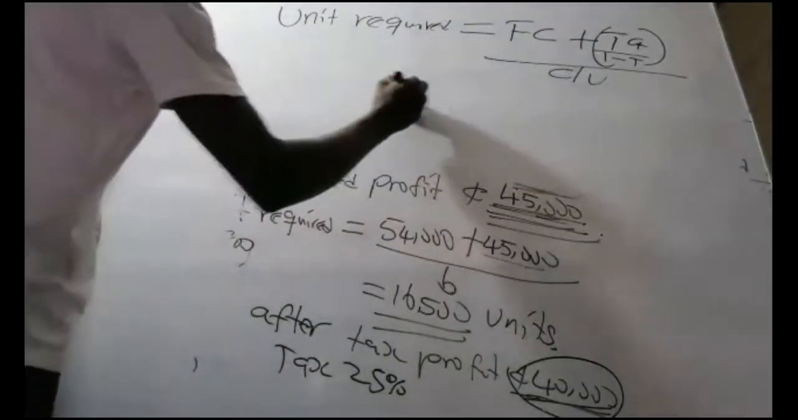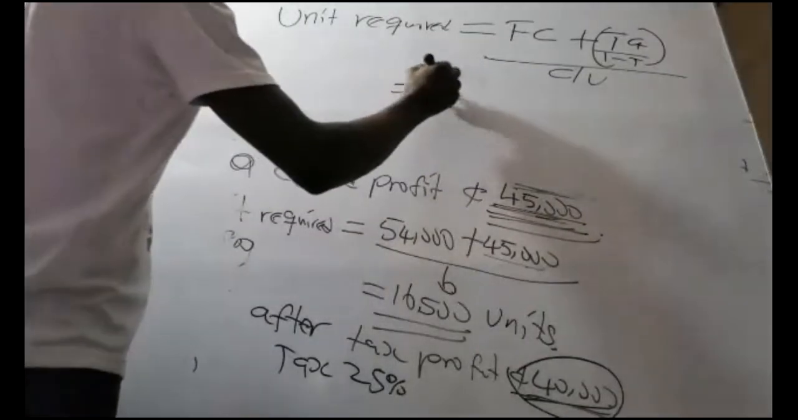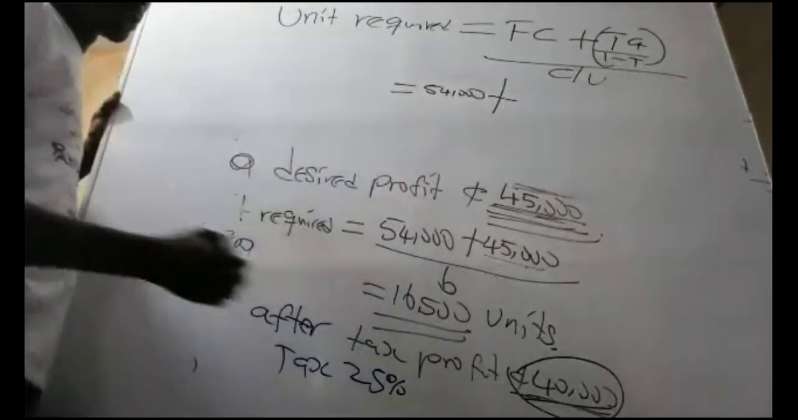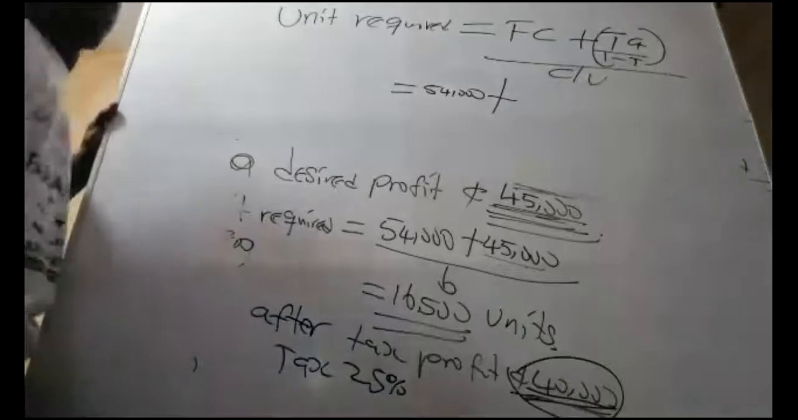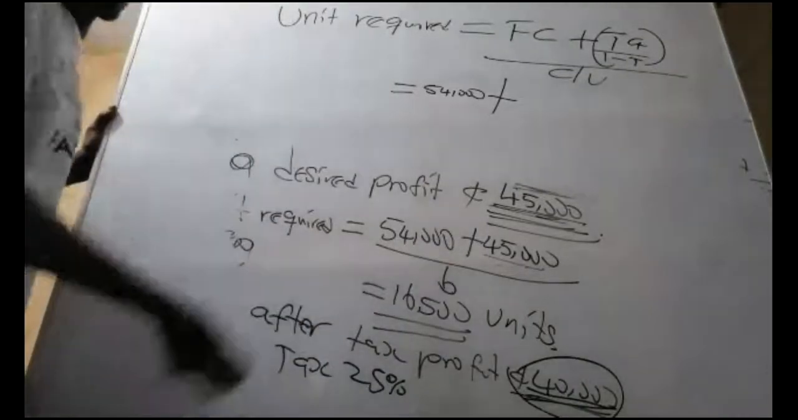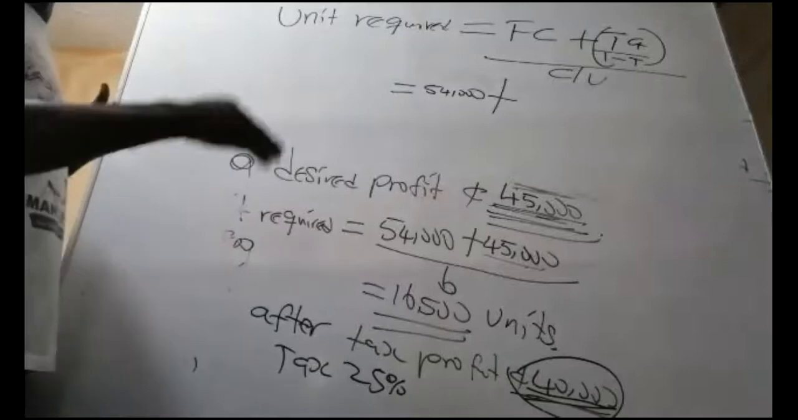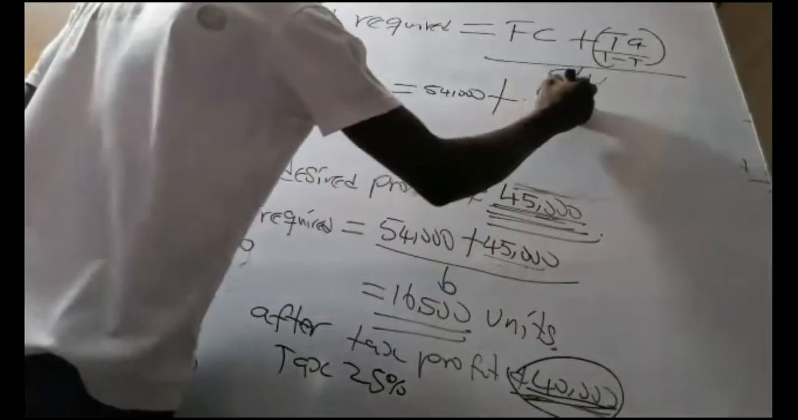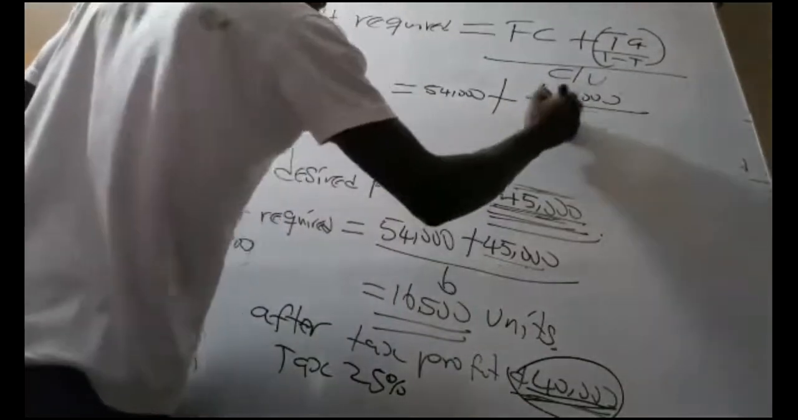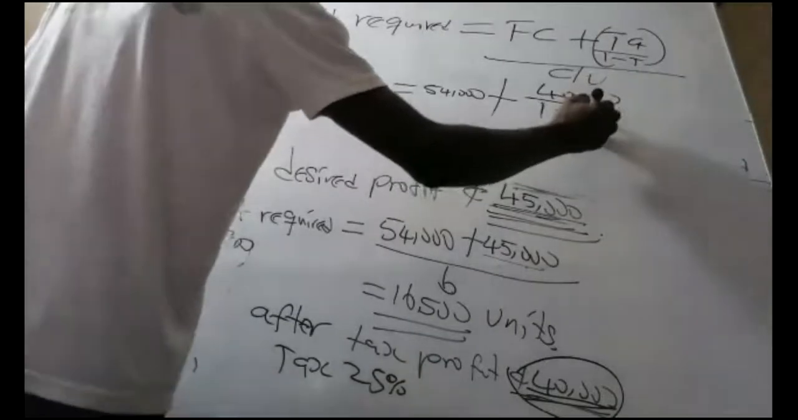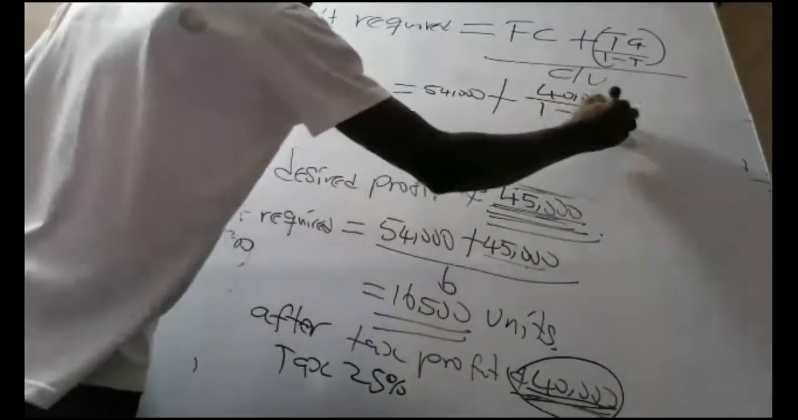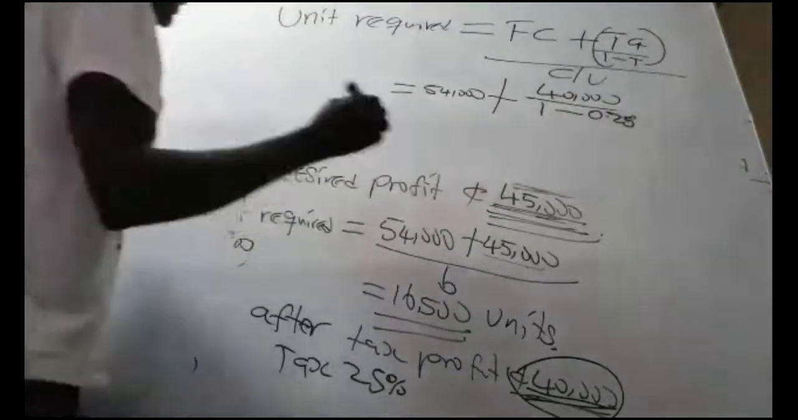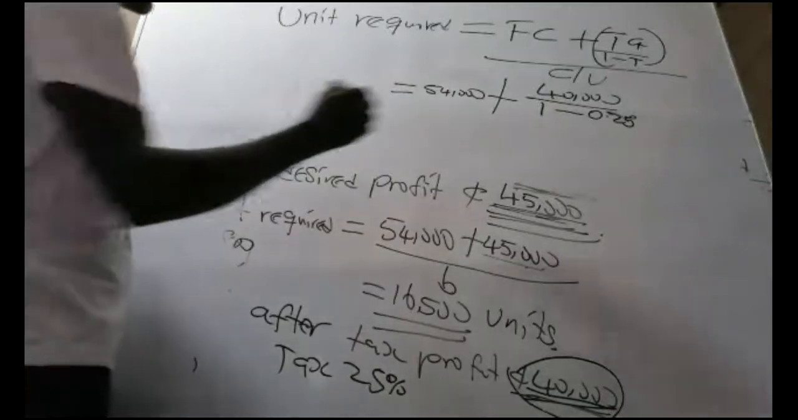Now it will be equal to the fixed cost, which is 54,000. Now the required margin is what? 40,000. Just that this 40,000 is after tax. We don't want that. We want before tax, but you have given us after tax. So now we have to convert it to before tax. To convert it, you bring the 40,000, you divide by 1 minus the tax rate. The tax rate is 30, so 1 minus 0.3. No, it's 25.